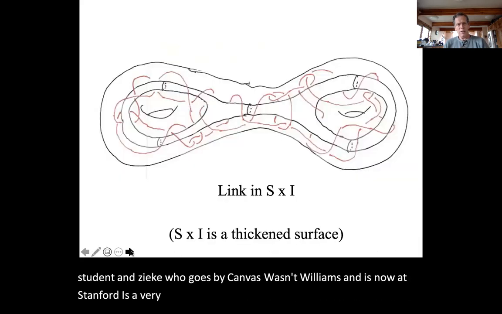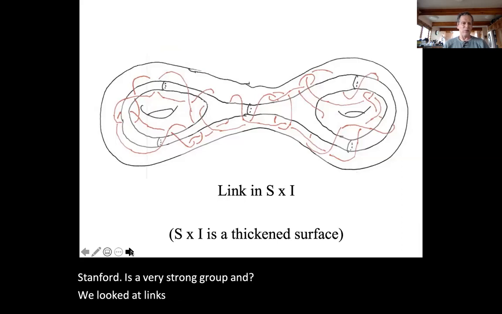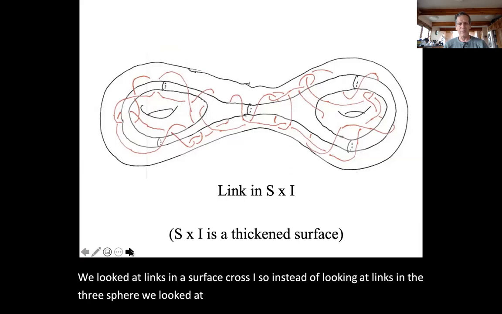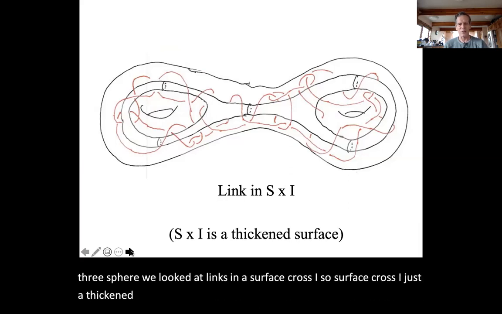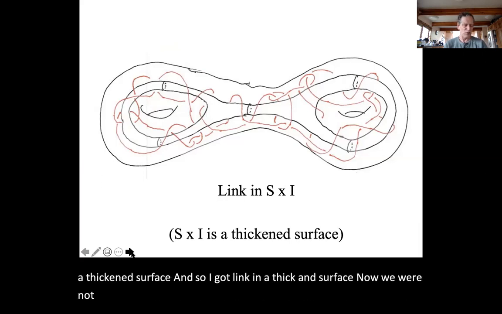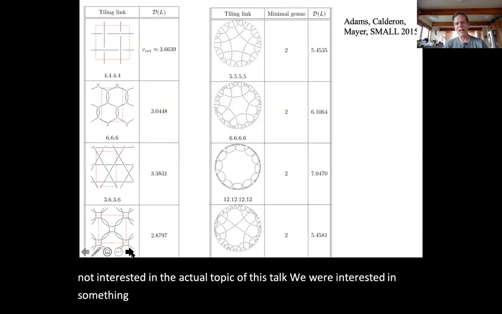And we looked at links in a surface cross I. So instead of looking at links in the three-sphere, we looked at links in a surface cross I. So surface cross I, just a thickened surface, and so I've got a link in a thickened surface. Now, we were not interested in the actual topic of this talk. We were interested in something else. Namely, we were interested in tilings on surfaces.